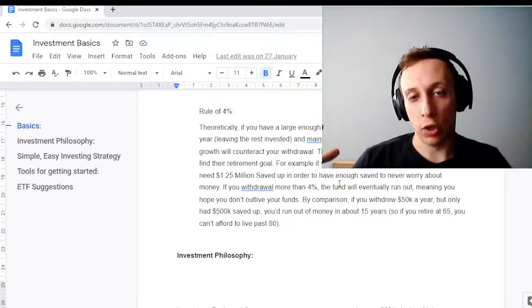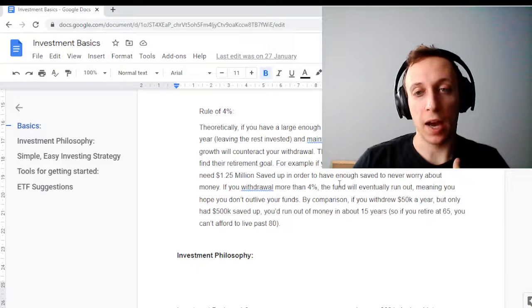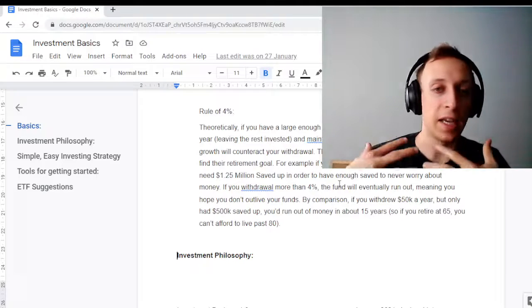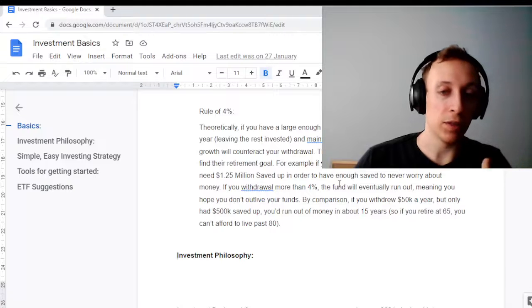So this is good to know for saving long term. If you say, hey, I want $40,000 a year in retirement, well, if I get $1 million, I can take out $40,000 per year based on the 4% rule.